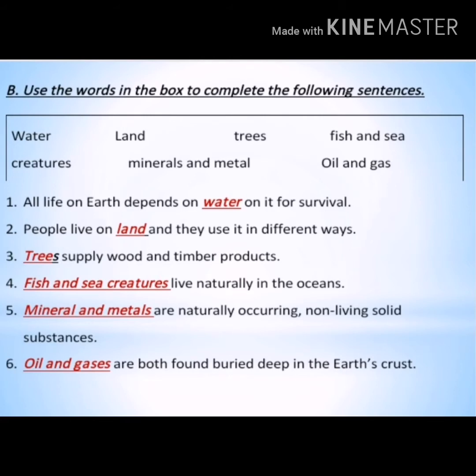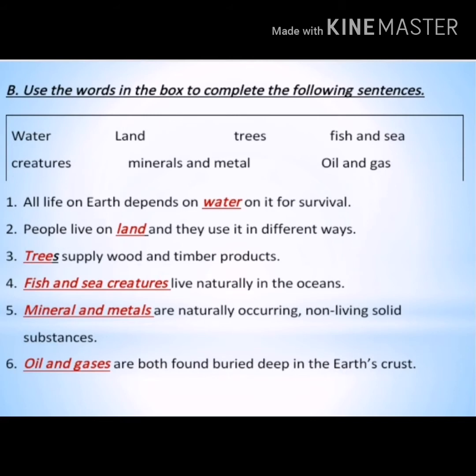We know that we live on land, we don't live in water, and we use land in different ways, growing crops, building our houses, and so on. Trees supply wood and timber products, which we use for building, making tables, making doors, and so on. Fish and sea creatures live naturally in the ocean. Everybody knows that fish do not live on land, but in the sea or where we find water.